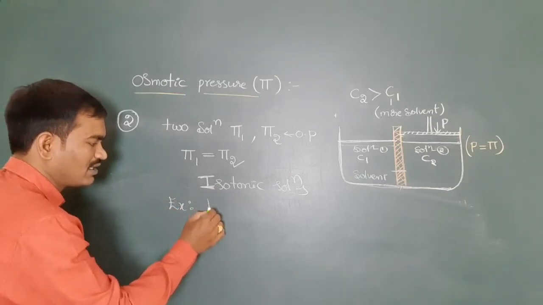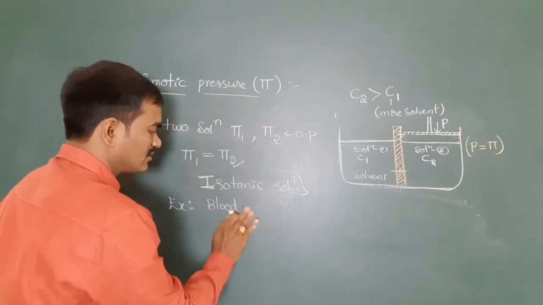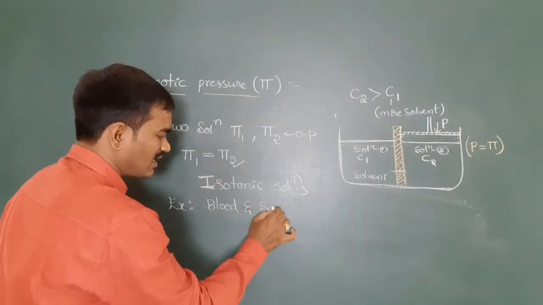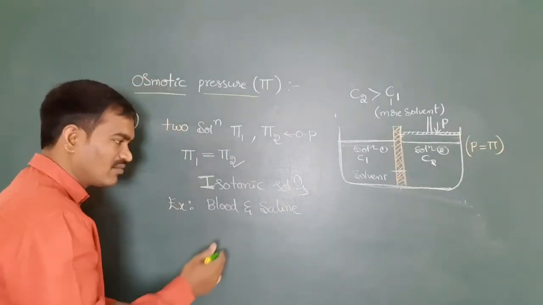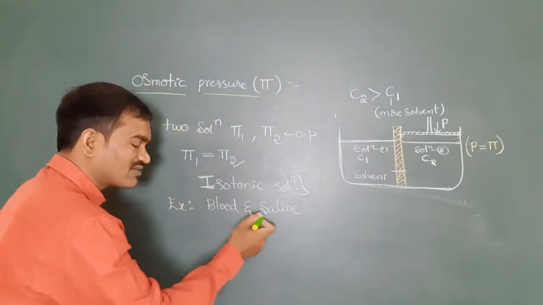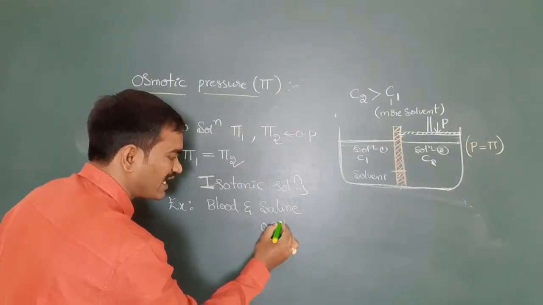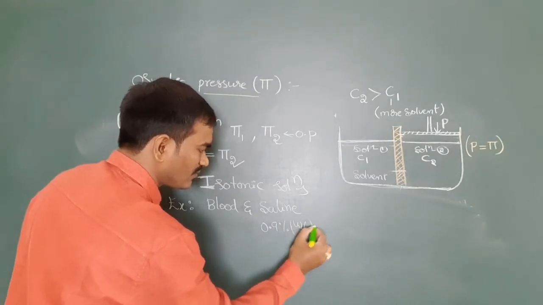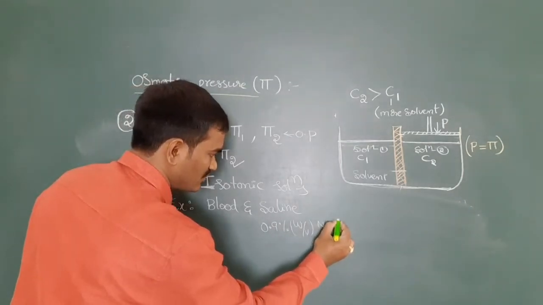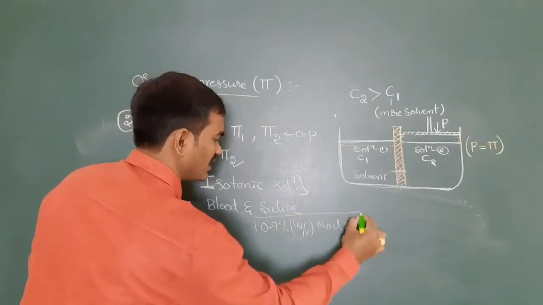Now, a familiar example we need to take here: blood and saline. What is saline, sir? Blood we know, but what is meant by saline? Saline means 0.9% W/V NaCl solution. This is nothing but saline.